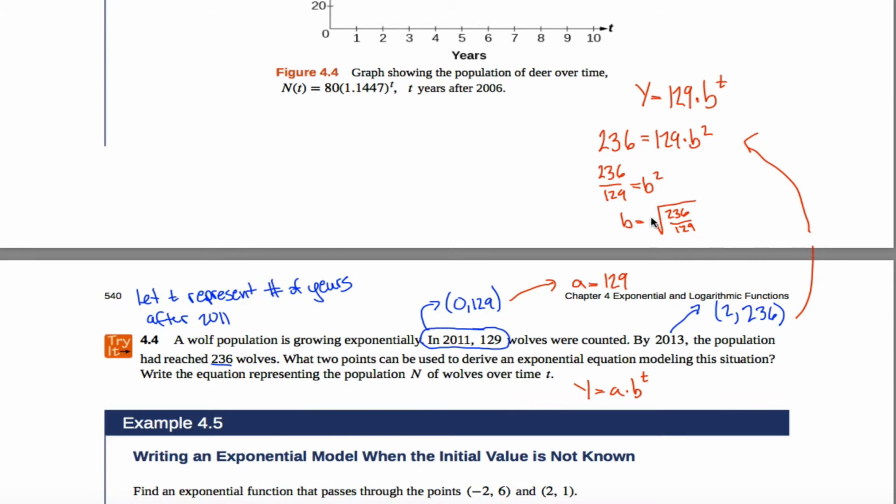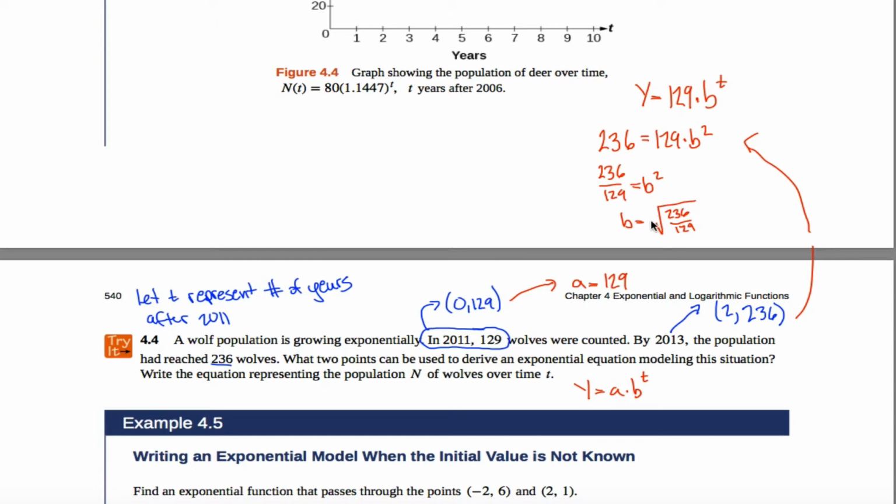So why didn't I write it then? Well, remember our restrictions on b, right? b has to be a positive number not equal to 1. If I put in the plus or minus, I'd be saying b could be a positive number or a negative number. That's not the case. This is the only value that b can be equal to.